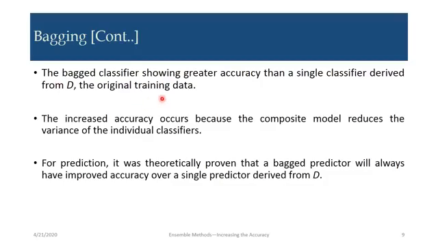The bagged classifier shows greater accuracy than the single classifier derived from D, the original training data. Suppose we are using a single classifier, the level of accuracy we get, we already know how to find out the accuracy from our earlier session. So here the bagged classifier shows greater accuracy compared to a single classifier. The increased accuracy occurs because the composite model reduces the variance of the individual classifiers.